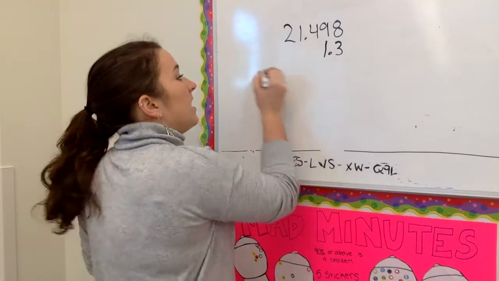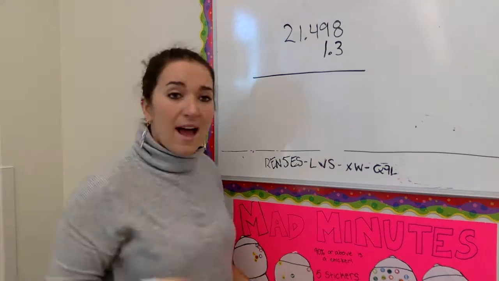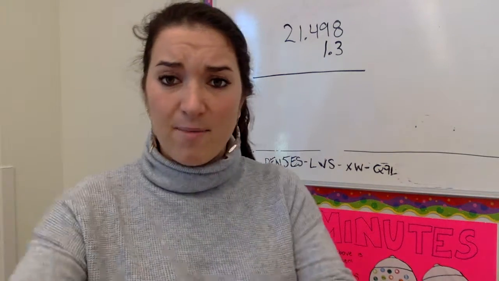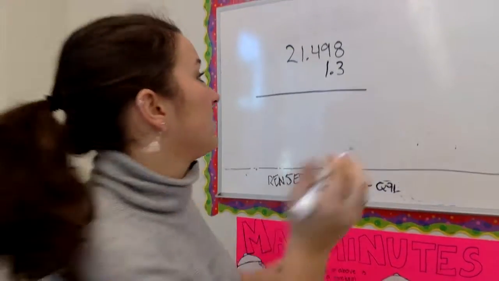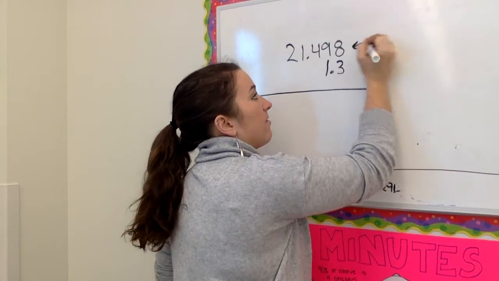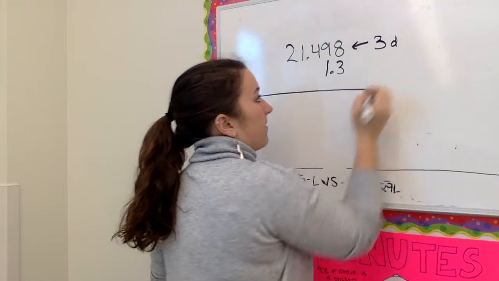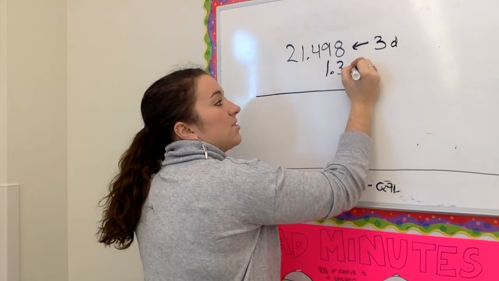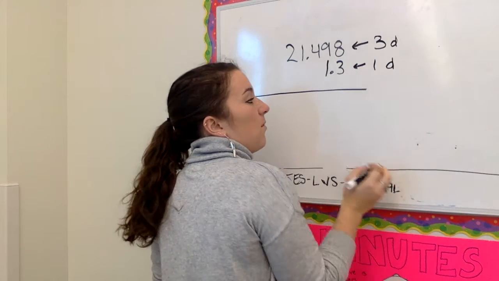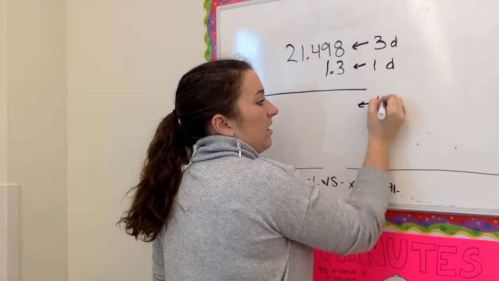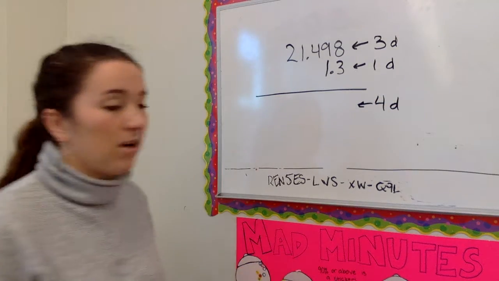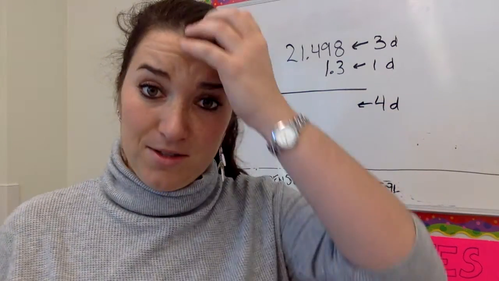All right. Now, before I multiply, I'm going to count the number of digits that I have behind the decimal in both numbers. So in this one, I have 3 digits, so I'm going to write 3D. This one, I have 1 digit, 1D. So here, I'll have 4 digits, 4D. Now I'm going to multiply.